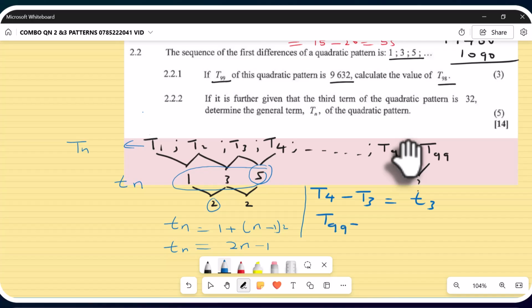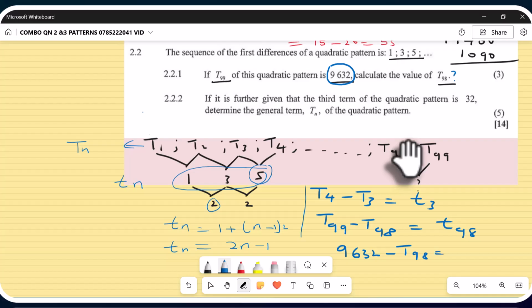So now I'm going to substitute. They said that this one is T99, and I'm looking for T98. So T99 is what, guys? They say it's 9632. I'm looking for T98. Now to get small t98, I'm going to put in here 2 times 98, we said here minus 1, so minus 1 here.